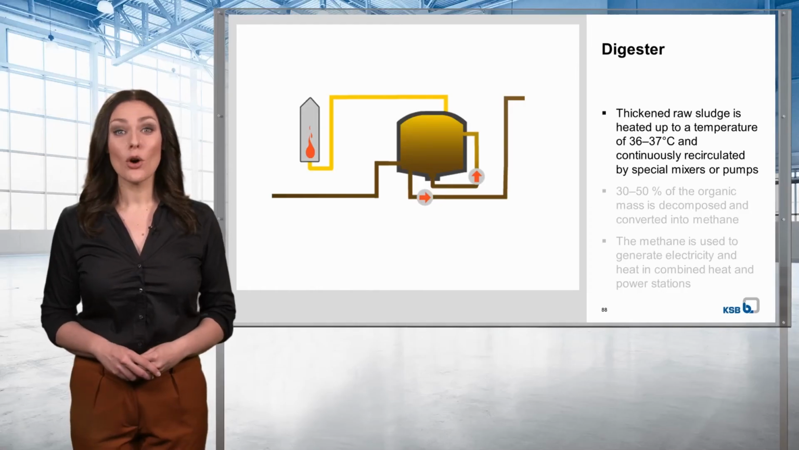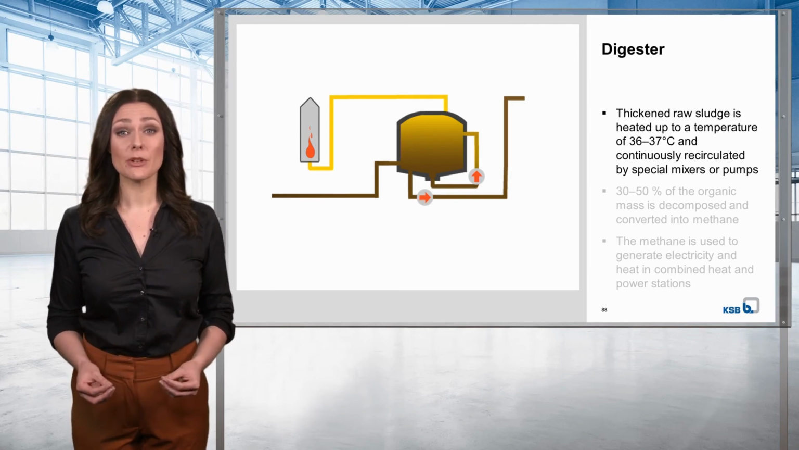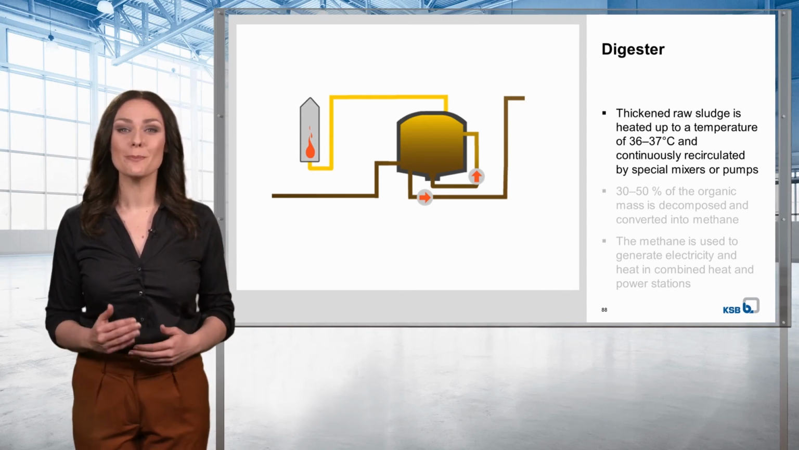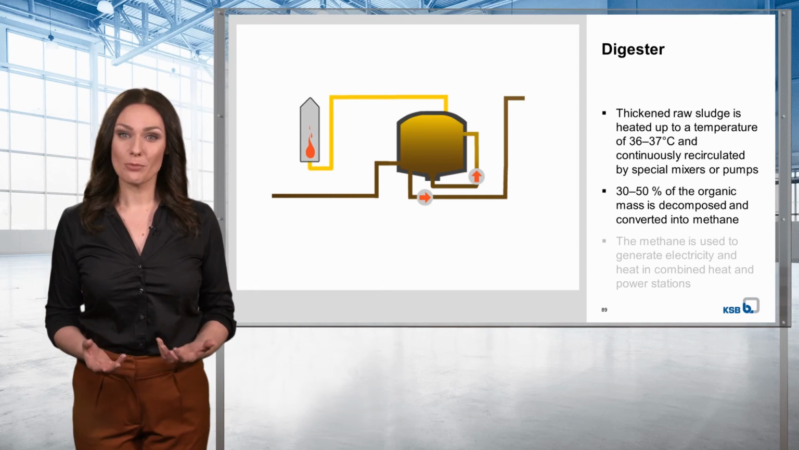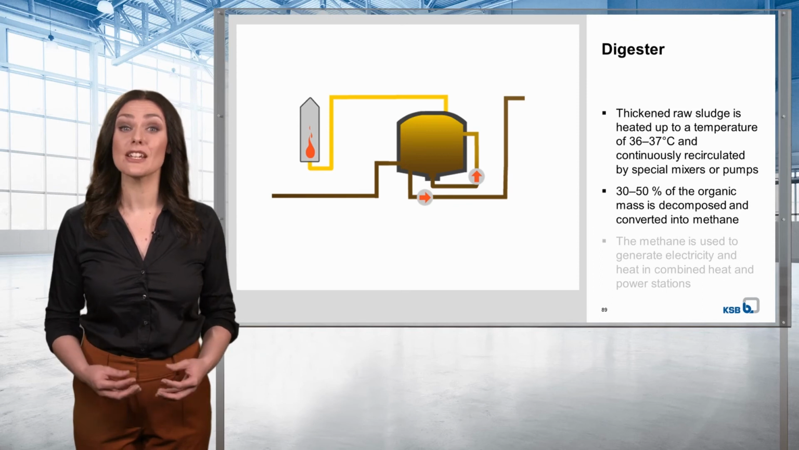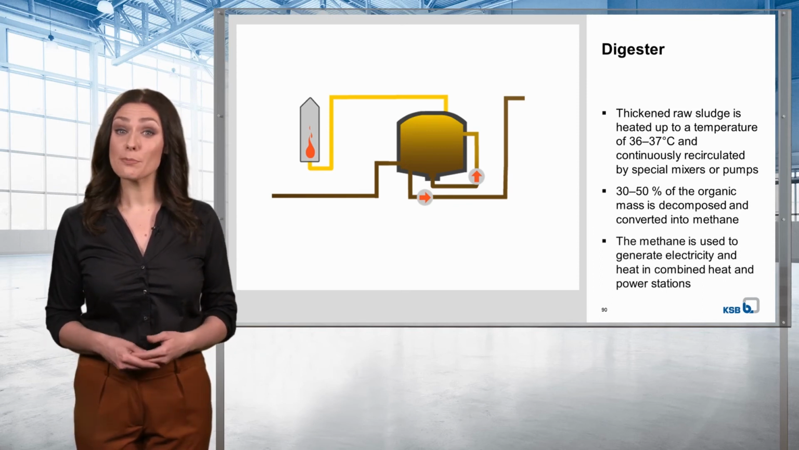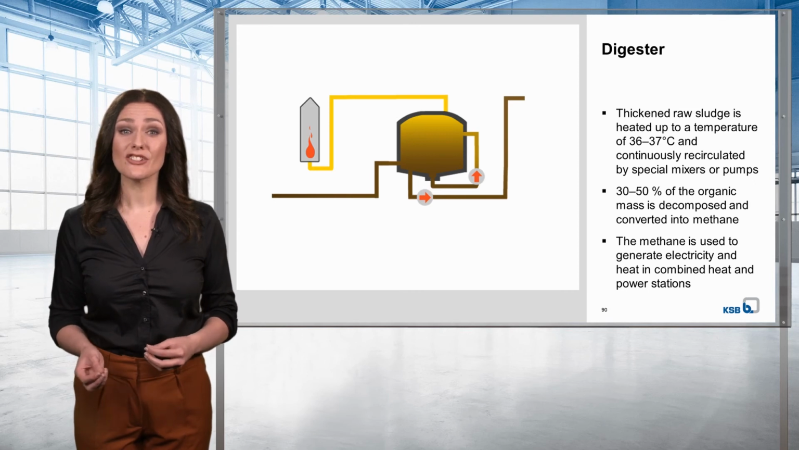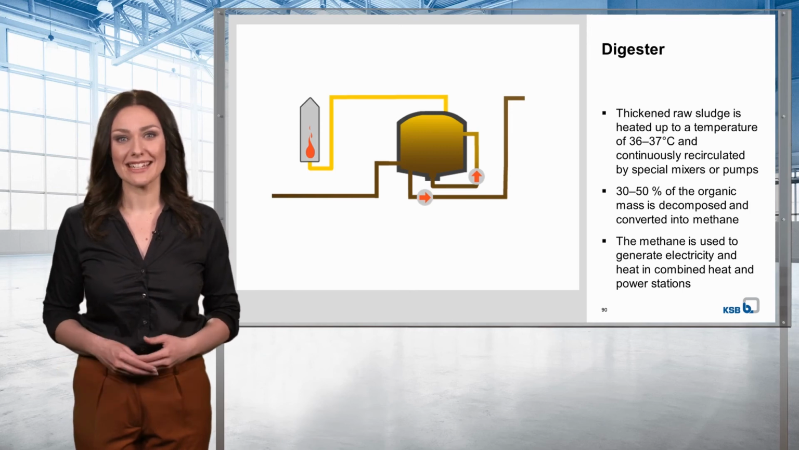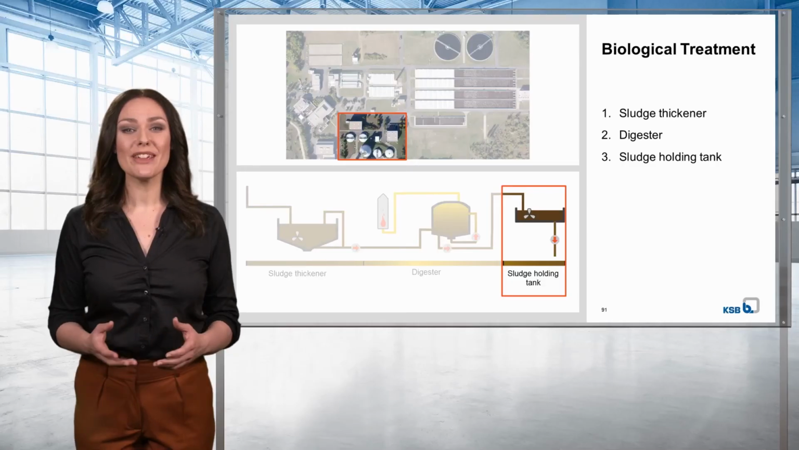In the digestion tank, already thickened raw sludge is heated up to a temperature of 36 to 37 degrees Celsius and continuously recirculated by special mixers or pumps. In the digestion process, part of the organic mass, approximately 30 to 50%, is decomposed and converted into methane. The gas produced in this way is then used to generate electricity and heat in combined heat and power stations that can be used for the wastewater treatment plant. After the digestion process, the so-called digested sludge is removed from the tank and thickened once again. It's then usually burned.